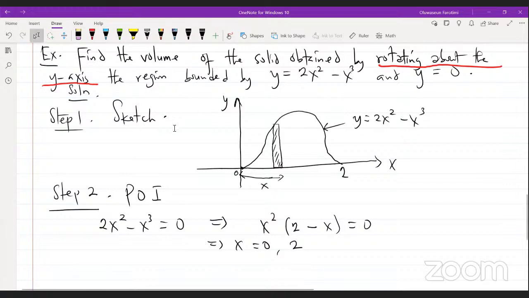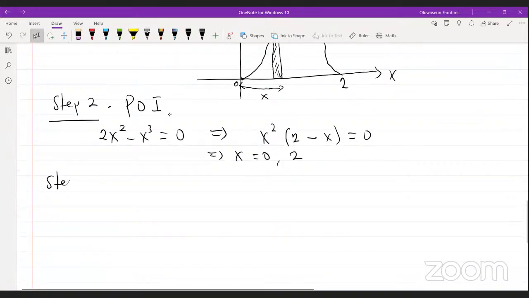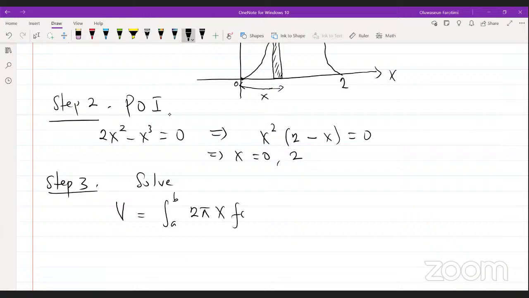Okay, so let's see. Step 3 now, we have to solve. What is the formula for volume? V equals the integral from a to b of 2 pi x f of x dx. But my a is 0, my b is 2. So I have 0 to 2. I have a 2 pi. Of course, you have x. What is the function f of x, guys? f of x, the function, is just 2x squared minus x cubed dx.